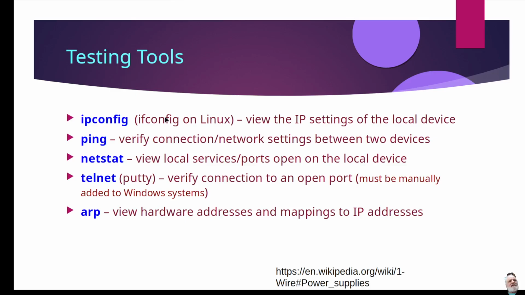All right, so let's talk about testing Ethernet on your devices. If you have a Windows device, we have what's called ipconfig, which will show you the IP settings of your local device. That's whatever Windows machine you're on. This is a Windows command. If you're on a Linux machine, such as a Raspberry Pi or a BeagleBone, the command is ifconfig.